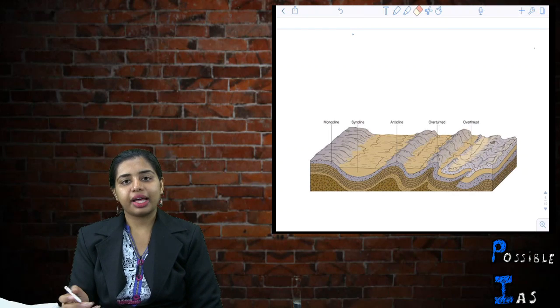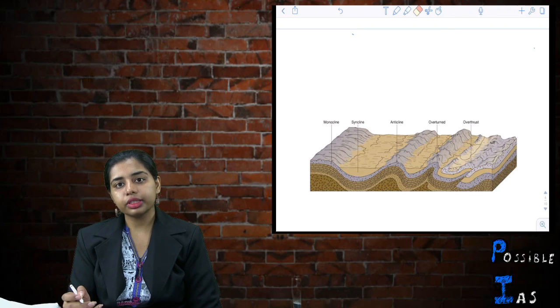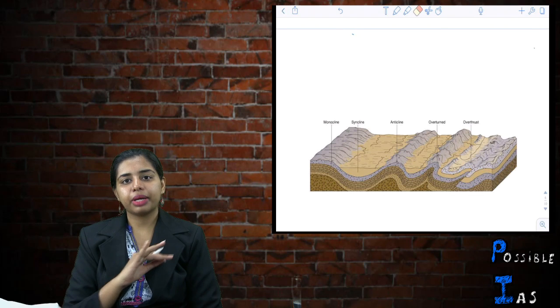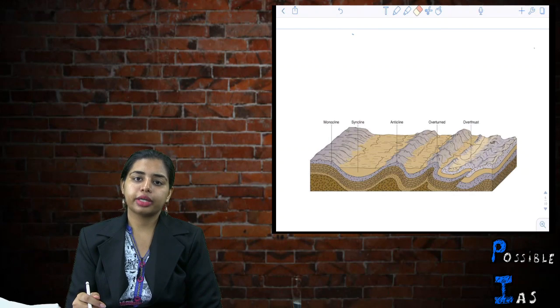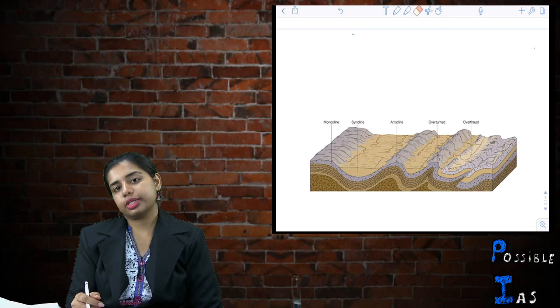Overthrust fault, in which the axial plane becomes almost horizontal, and when further pressure is applied on the overthrust fault, one limb breaks and moves away. It can move up to tens of kilometers, and that is known as a nappe.